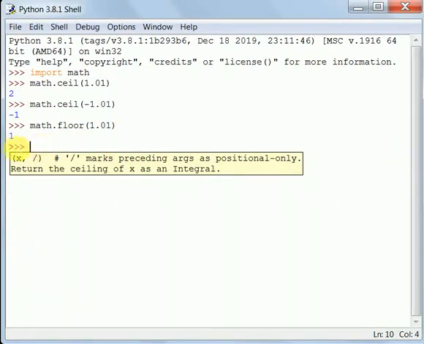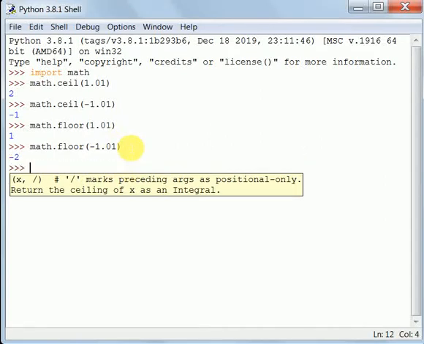As you can see, this is the answer. And if I write here again floor, then you will get -2.